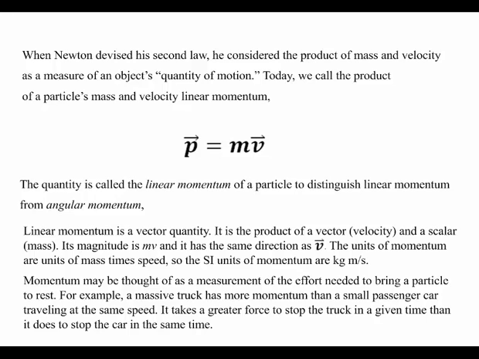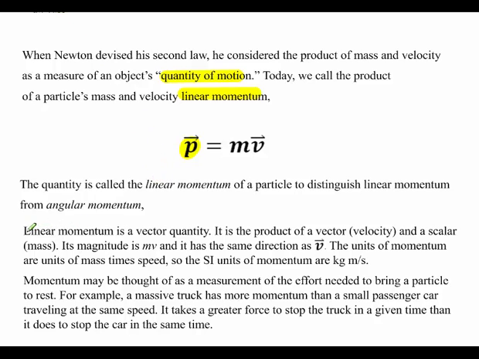When Newton devised his second law, he considered the product of mass and velocity as a measure of the object's quantity of motion. Today, we call the product of the particle's mass and velocity linear momentum, and it is denoted by the symbol P. The quantity is called linear momentum of a particle to distinguish it from angular momentum, which we'll get into in future videos.